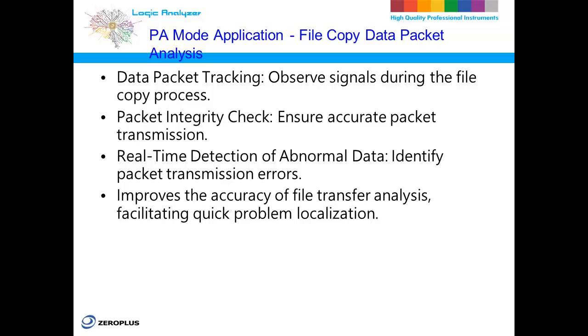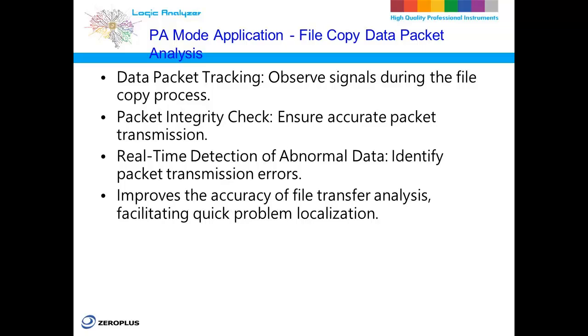Signal observation: B2 provides powerful signal observation capabilities, allowing you to see the transmission status of every data packet during the file copy process, even down to the individual bit level, helping you catch any small anomalies. Ensuring correct packet transmission. Packet integrity is key to ensuring data is not lost or corrupted during transmission. In file copying, any packet loss or error could result in data inconsistency or transmission failure. With B2, we can perform integrity checks on data packets to ensure accurate transmission.